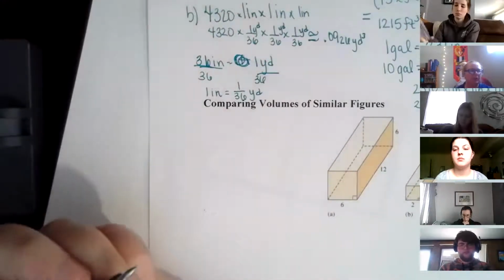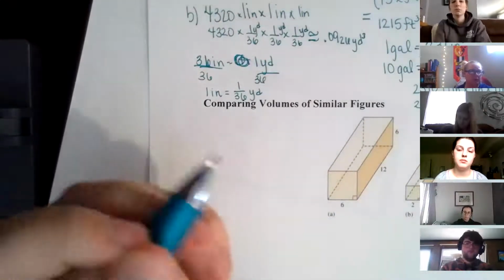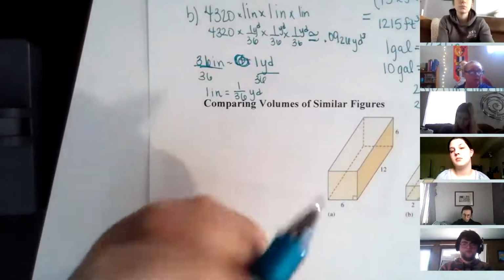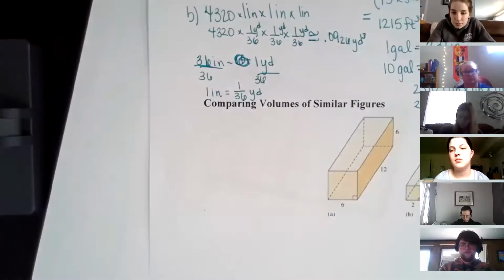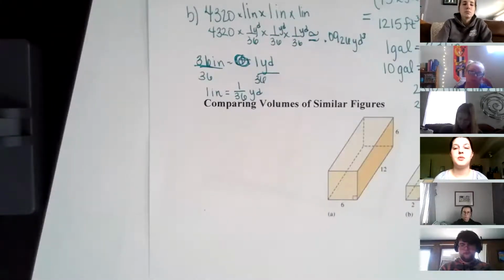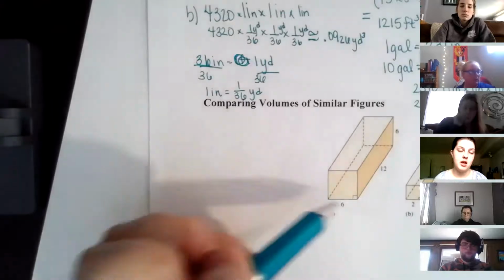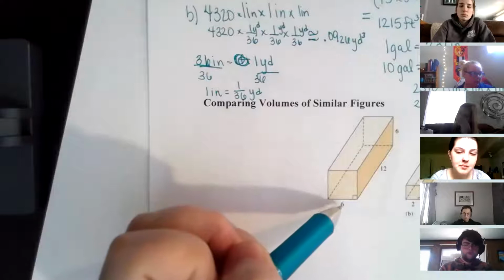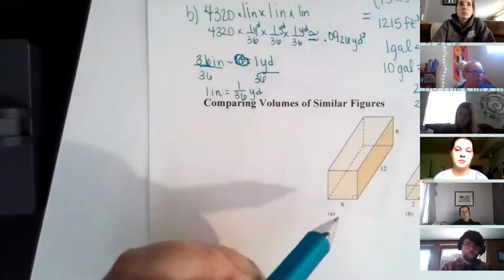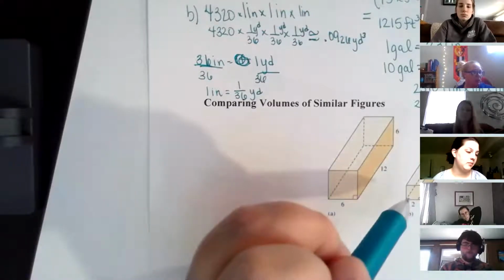Okay, so now let's look at comparing volumes of similar figures. First off, are these figures similar? Yes. Why? Because to get the second one, all you have to do is divide all the numbers on the first one by 3. So the ratios are the same. This length is 6, and that length is 2. If I take 6 and divide it by 3, I get 2.